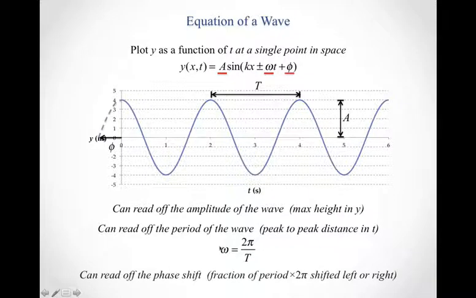And then the last thing is, again, I can read off the phase shift. So I can read off what fraction of a period my wave has been shifted by, and then convert that into some fraction of 2 pi radians. So when I'm looking at a position versus time graph of my wave, I can read off the amplitude, I can read off the phase shift, and I can read off the period and use that to calculate omega.